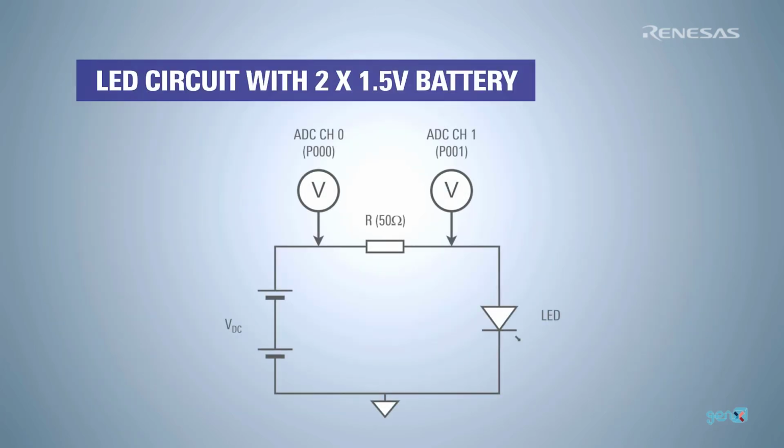To demonstrate the analog to digital conversion feature on array boards, we are going to take the example of a simple LED circuit powered by two AA-sized 1.5-volt batteries. In this circuit, there will be one voltage drop after the resistor and the rest after the LED. So, we can measure voltage at 2 points, that is the current battery level and the voltage drop across the resistor.